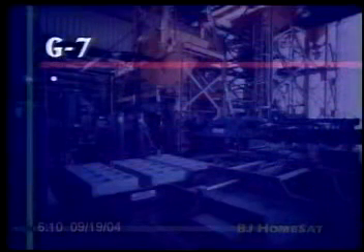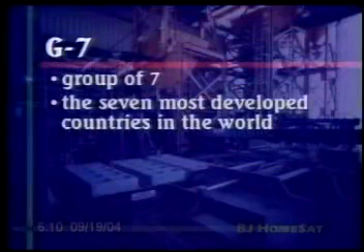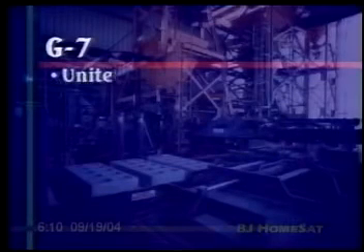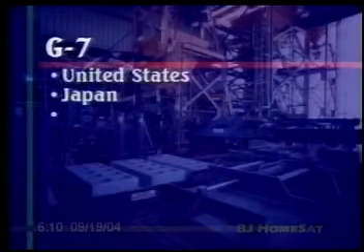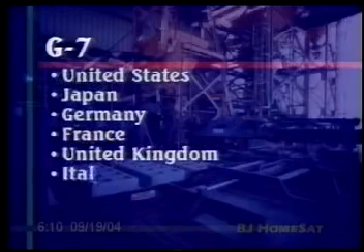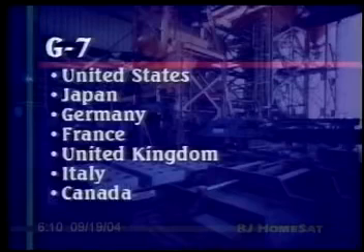And the most developed countries are known as G7. This is another easy little abbreviation. It simply stands for Group of 7, and these are the 7 most developed countries in the world. These 7 countries produce over 3/4 of all value added by manufacture, and they include the United States, Japan, Germany, France, the United Kingdom, Italy, and Canada. And the G7 leaders meet every year to talk about economic and political problems.